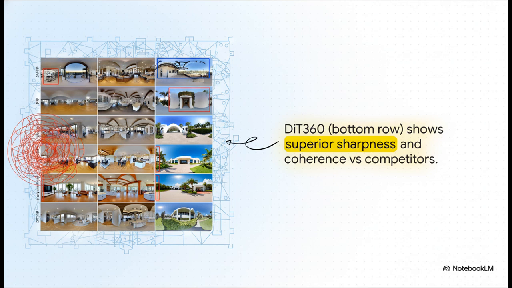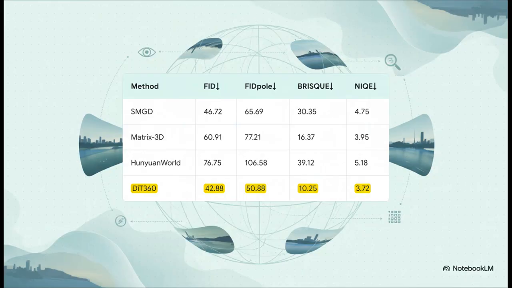DiT360. The images are consistently sharp, the architectural details are crisp, and most importantly, they just feel photorealistic. The lighting, the textures, it feels like a real place. Visually, it's just playing in a completely different league. And the numbers absolutely back up what our eyes are telling us. Now, don't get scared by the table.